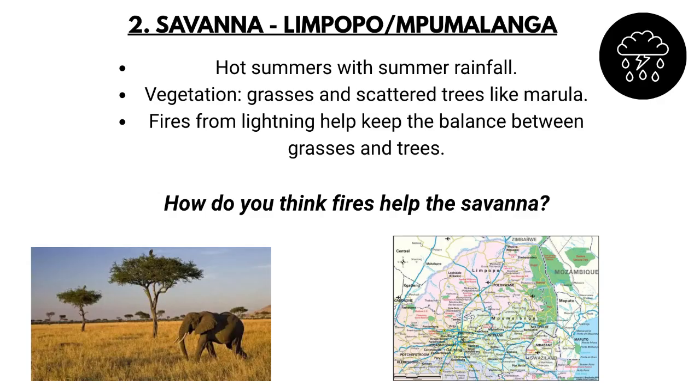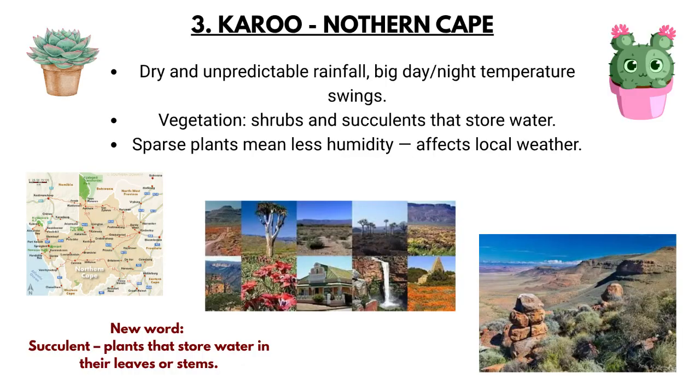Moving on to savanna, which is located in Limpopo or Mpumalanga. There are usually hot summers with summer rainfall. The vegetation is usually grass and scattered trees like the marula. Fires from lightning help keep the balance between grass and trees. How do you think fires help the savanna?